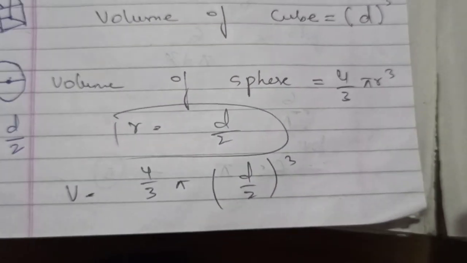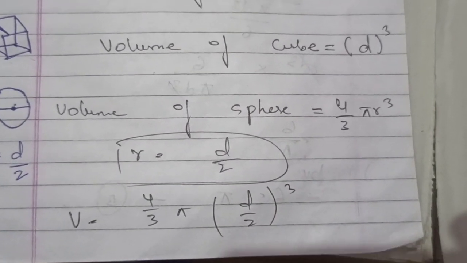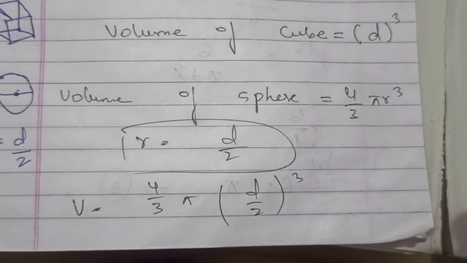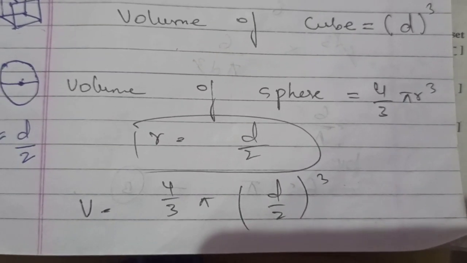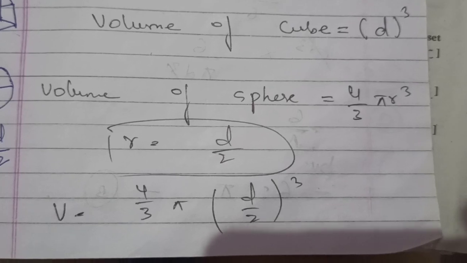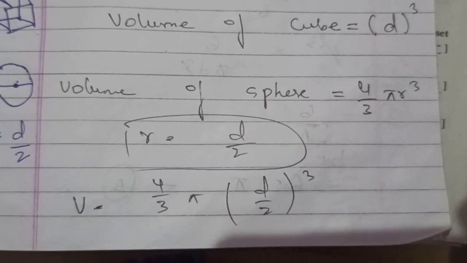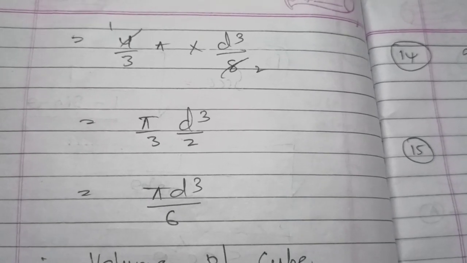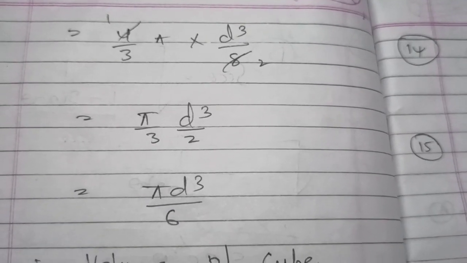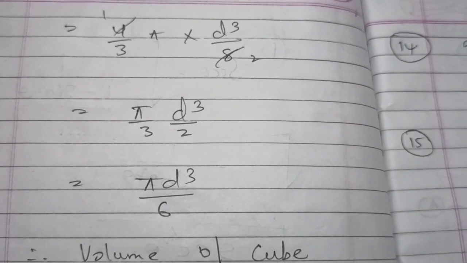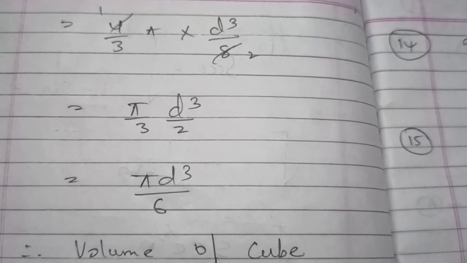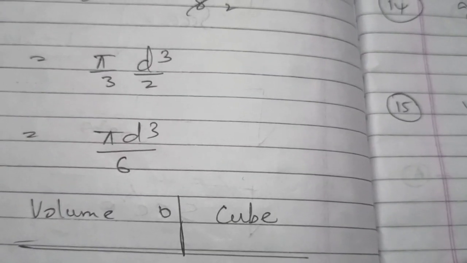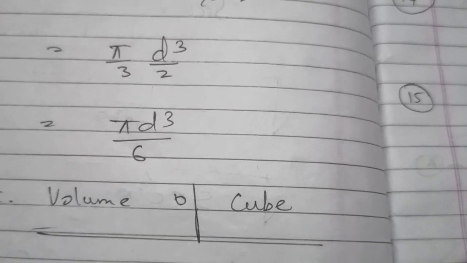R we can write as d by 2. So this is 4 by 3 pi into d by 2 cube. Now 4 by 3 pi, d cube, and 2 cube is nothing but 8. So here 4 ones are 4, 4 twos are 8, will get cancelled. Pi by 3, d cube by 2 will be left. It means pi d cube, 3 twos are 6.